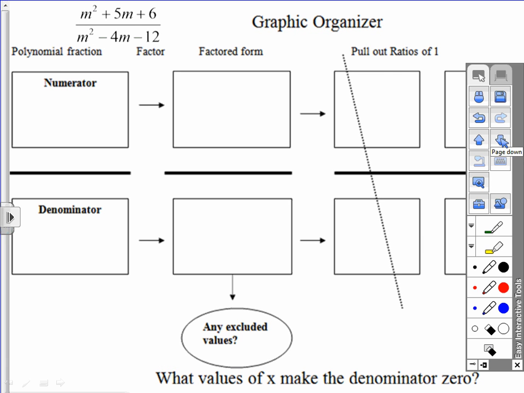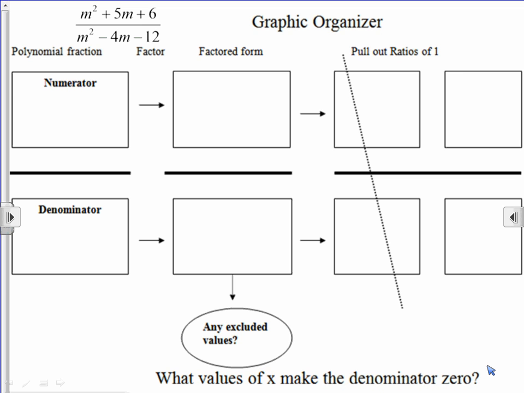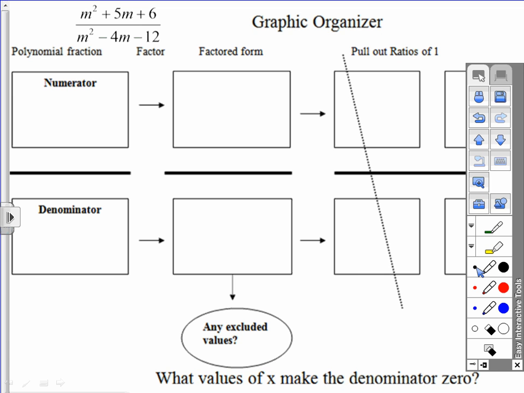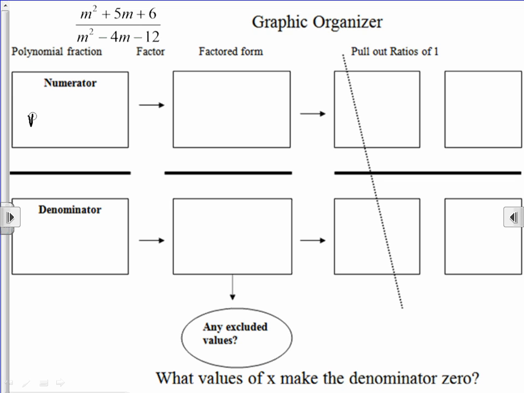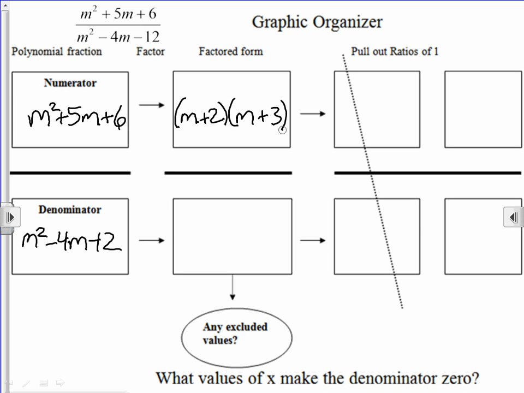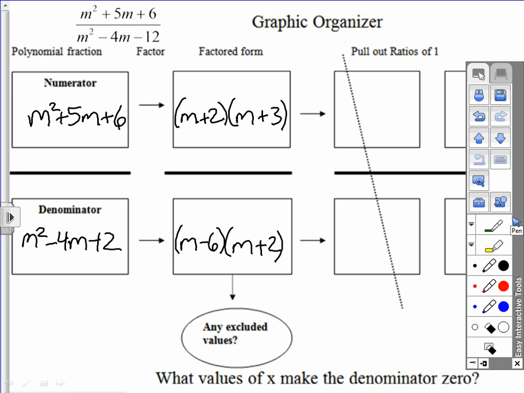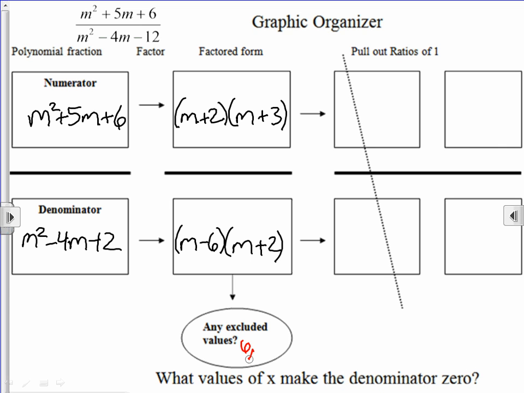Okay, our last one for simplifying. M squared plus 5m plus 6 over m squared minus 4m minus 12. Both of these look like x factors, so what multiplies to 6 and adds to 5 would be 2 and 3. What multiplies to negative 12 and adds to negative 4 would be negative 6 and positive 2. So my excluded values are what is happening in the denominator when it equals 0, and that would be at positive 6 and negative 2.